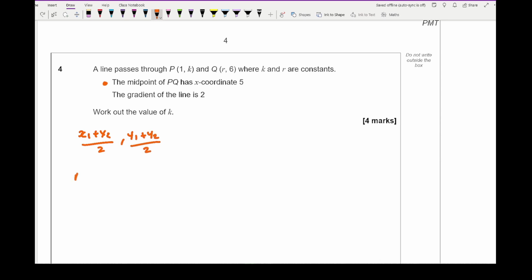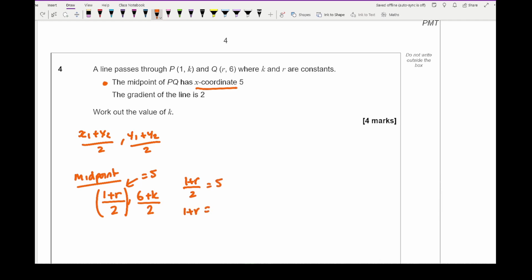Divided by 2. So looking at the midpoint of these two coordinates, I add the two x coordinates, that's going to be 1 plus r over 2. And it says that the x coordinate is 5, so this bit here equals 5. So what we've got is 1 plus r over 2 equals 5. So 1 plus r equals 10. So r must equal 9.